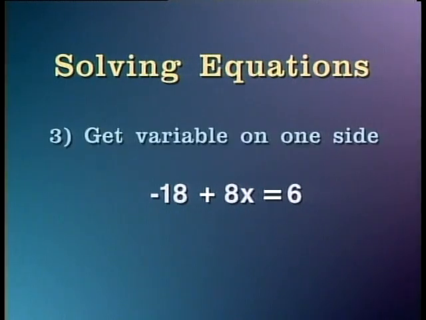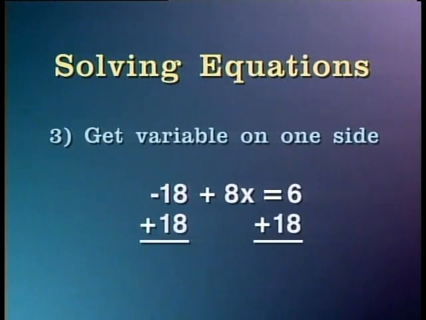Step 3. Get the variable on one side of the equation by performing the appropriate additions, subtractions, multiplications, or divisions on both sides of the equation. Here that means adding 18 to each side.